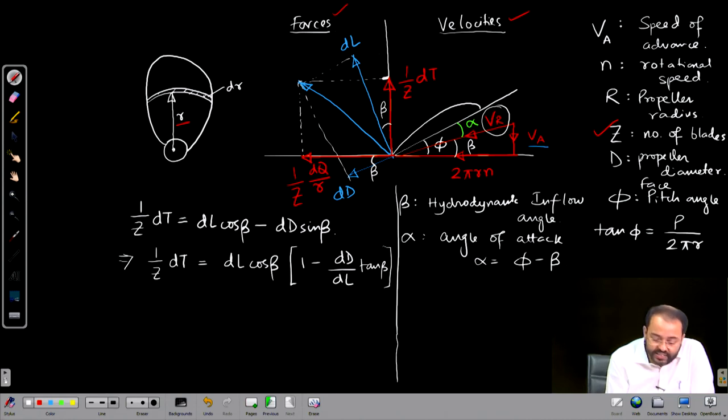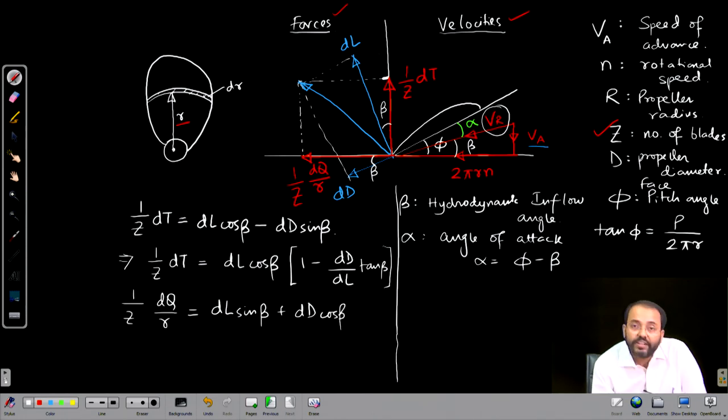Similarly, we can write 1 by z dq by r equal to dL sin beta plus dD cos beta. Now, here interestingly, for the torque, we have both the components of lift, L sin beta, and dD cos beta, which will add up to give the total one from this diagram. Okay. So, this is plus here.